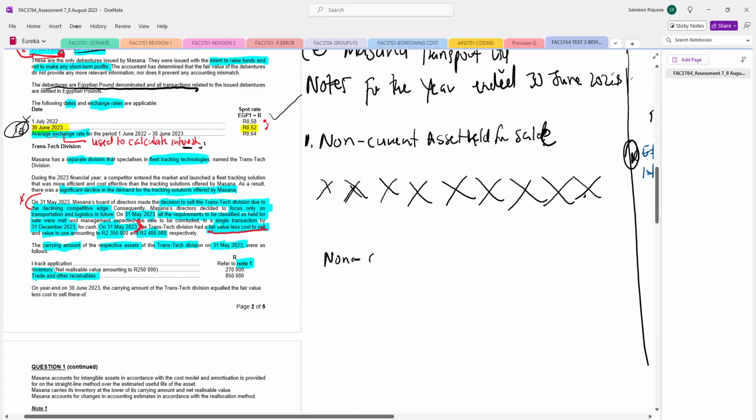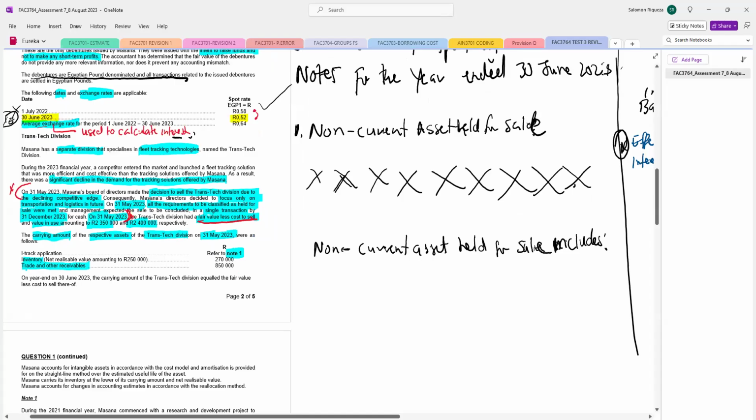Okay. Then you come here, non-current assets held for sale includes, so you begin to list them now. So we have the iTrack, put a rand. We have the iTrack application. All right, I'm not going to put the values as yet. We have the inventory.